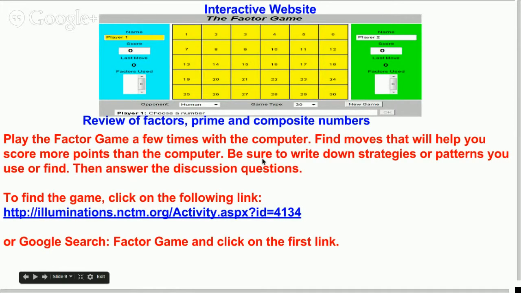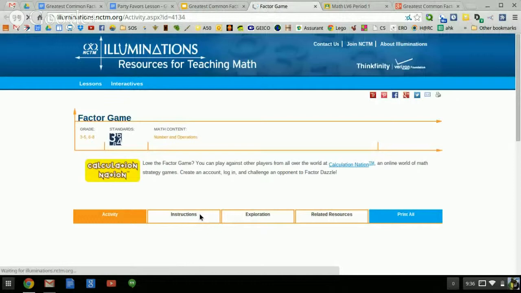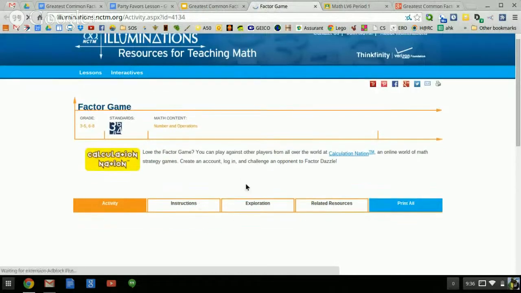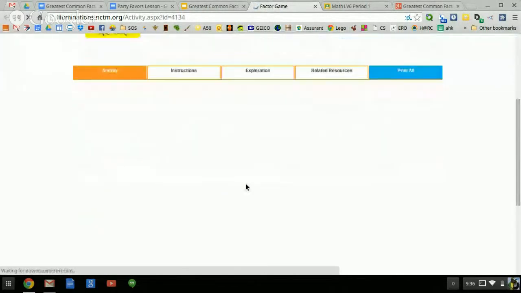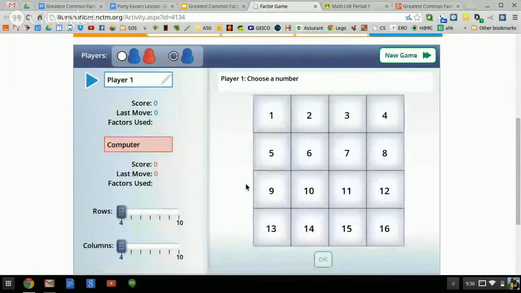Next, you're going to play a game against a computer. I will post the link to this in the description of my video. And then you could also Google search factor game, and it's just the first link. So however you get to this is fine. Alright, here we go. It takes a second to load. So you get to play around with this game.